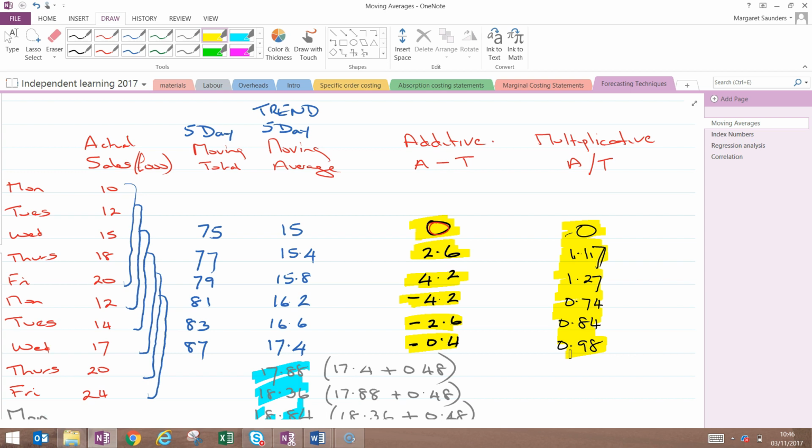What we need is one seasonal variation for each time period. So let's just now concentrate on the additive model. On Wednesday, the seasonal variation is 0. We've got a seasonal variation for Thursday, one for Friday, one for Monday, one for Tuesday, and one for Wednesday again. So at the moment, we have one seasonal variation for each day, apart from Wednesday, when we have 2 seasonal variations. Where this is the case, and the more data you work with, the more likely it is that you will have several seasonal variations for a time period, you need to average those seasonal variations.